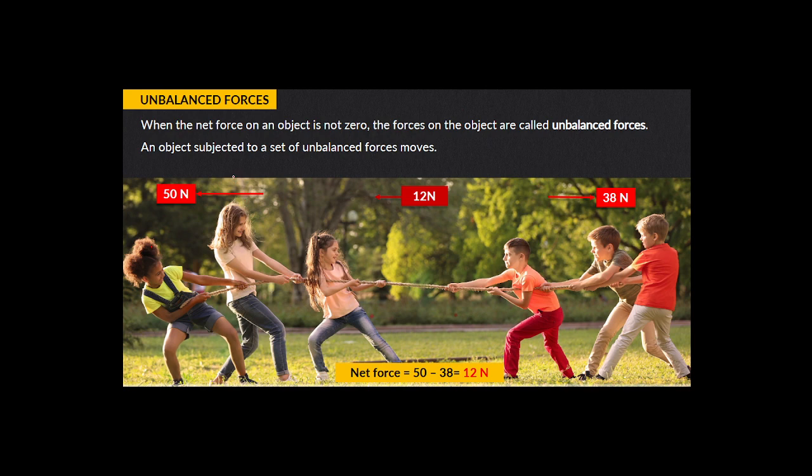Okay. So when the net force is not zero, here 50 is in this direction, and 38 is towards this direction. So the directions are opposite, so you would subtract them. And the total force would be 12. So the net force is not 0. So they are called unbalanced forces when net force is not 0 and the motion takes place here.